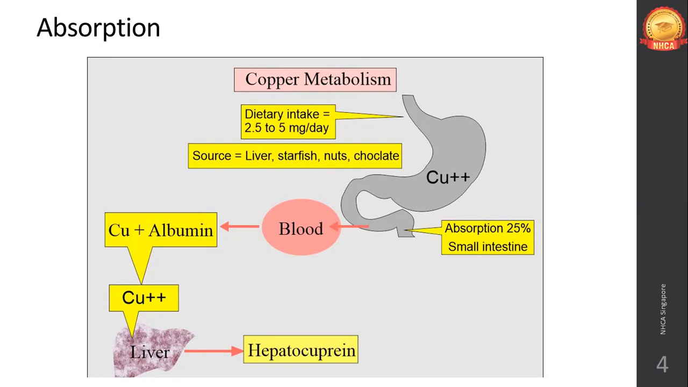So this is how the absorption of copper takes place within the body. The majority of it is absorbed by the small intestine. The stomach and large intestine can also absorb copper, and in the blood it forms hemocuprein, a protein complex, and once it is deposited in the liver, it forms hepatocuprein.